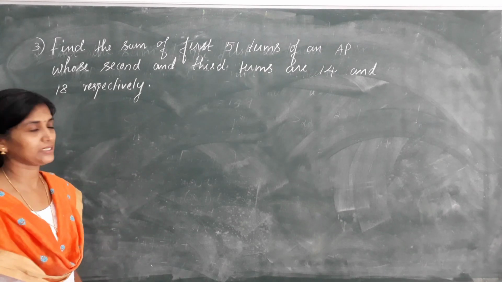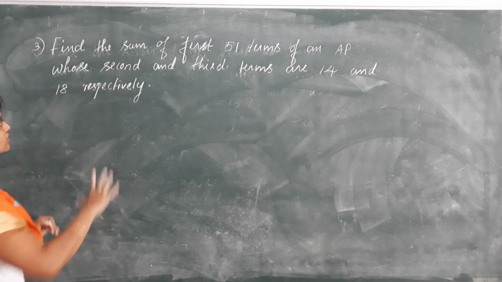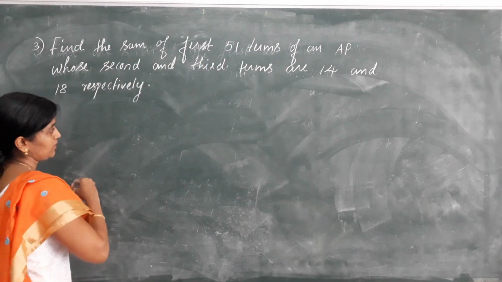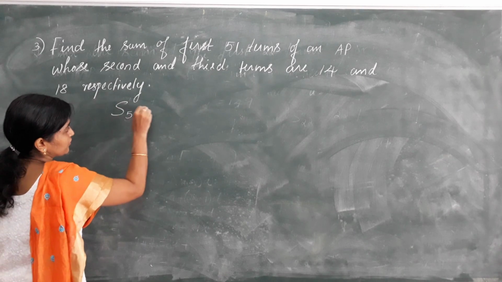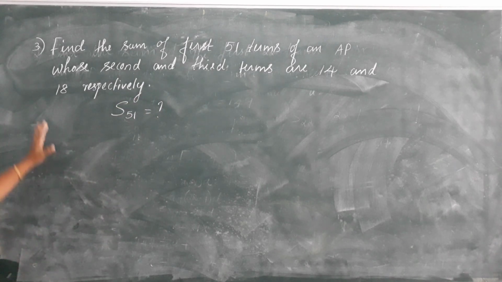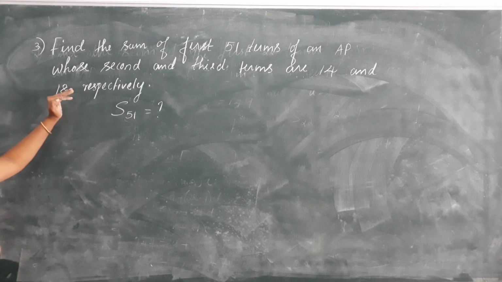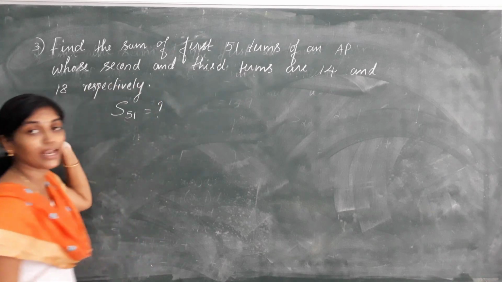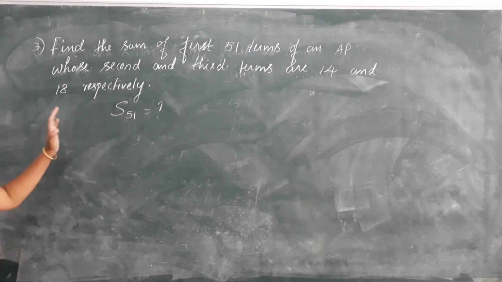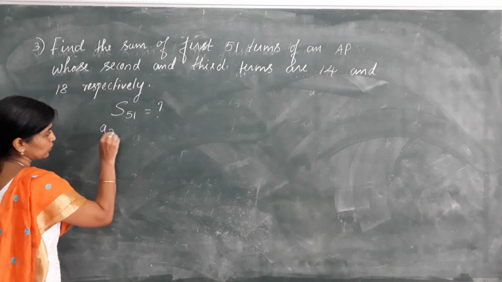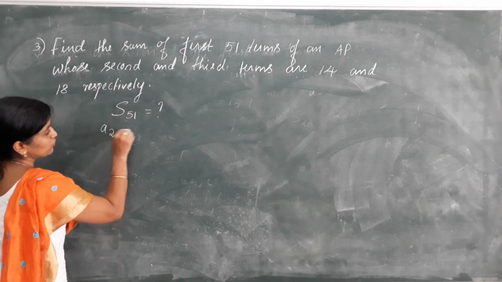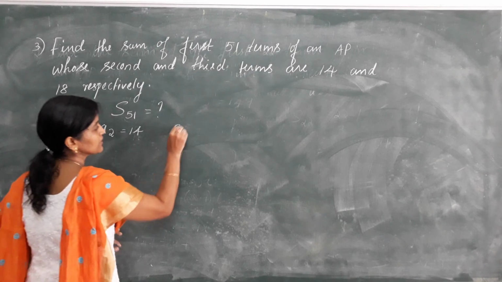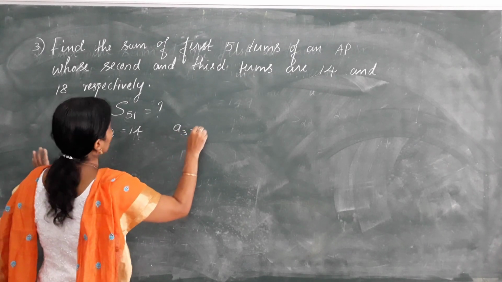Next question. Find the sum of the first 51 terms of an AP whose second and third terms are 14 and 18 respectively. Here in this question we are asked to find the sum of the first 51 terms. That means we have to find S51. For that, the given conditions are the second and third terms are 14 and 18. So the second term is represented as A2. A2 is equal to 14.